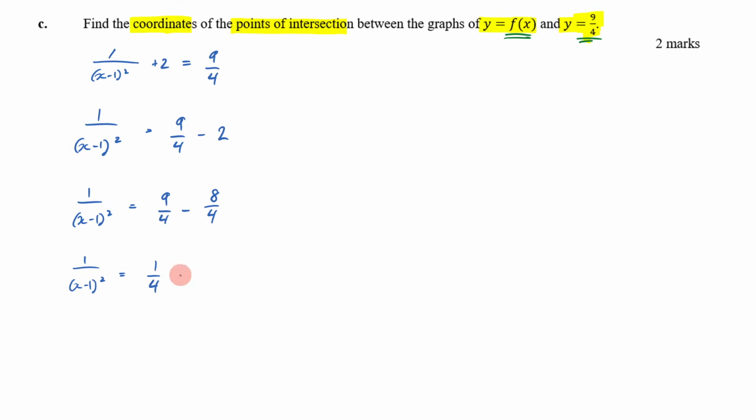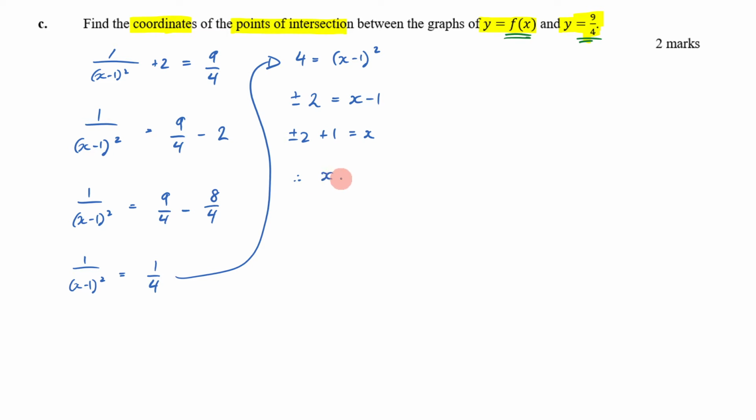Once we're there, the next thing I would do is cross multiply, which will allow me to say that 4 is equal to (x minus 1) squared. I'm just cross multiplying there. Then once I'm here, I'll square root both sides, which will leave me with plus or minus 2 is equal to x minus 1. Then I'm just going to add 1 to both sides. Therefore, x is going to be equal to 2 plus 1, or x is going to be equal to negative 2 plus 1. That means we're going to get 3, or we're going to get negative 1.